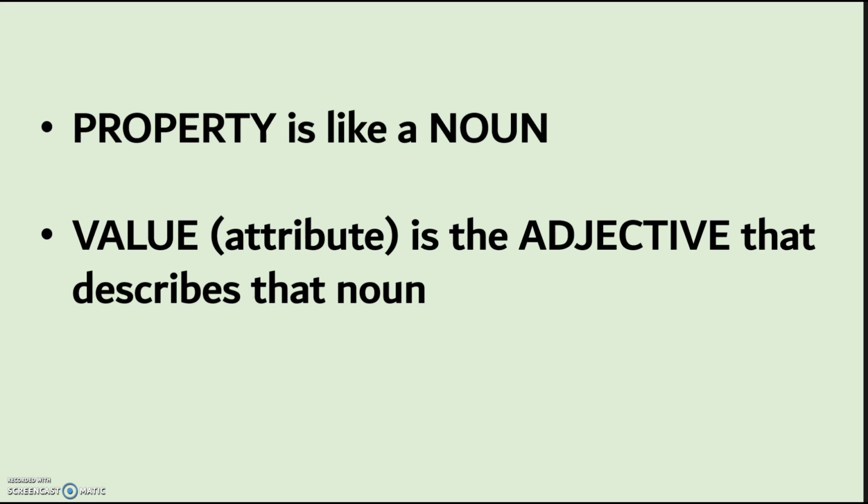Think of it this way. The property of the rule set is like a noun, a thing. The value or attribute of a rule set is like an adjective which describes that noun. Unlike the English language, the adjective follows the noun. It does not precede it.